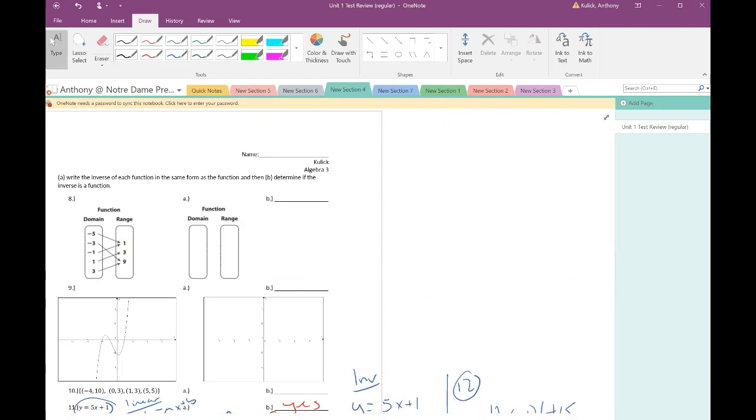Okay. So the idea here for the inverse, remember that the inverse is basically we're just swapping the x's and y's, right? So the domain for my inverse will be the range of my function, and the range of my inverse will be the domain of my function.